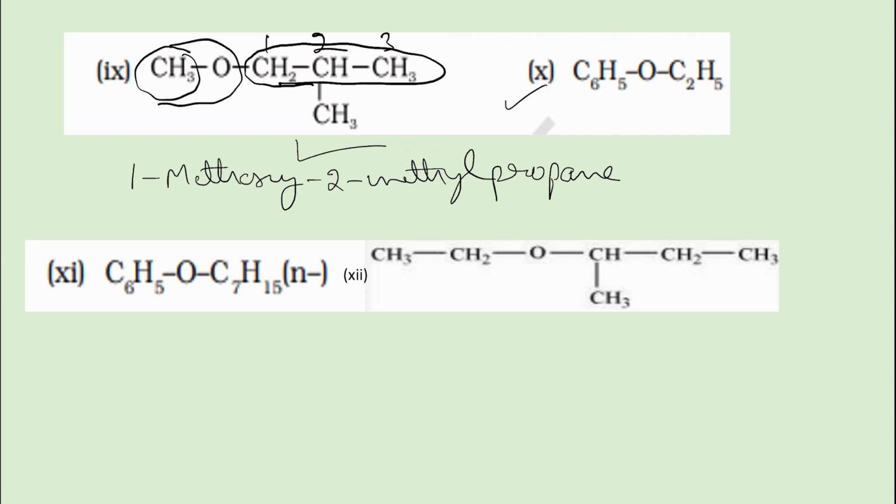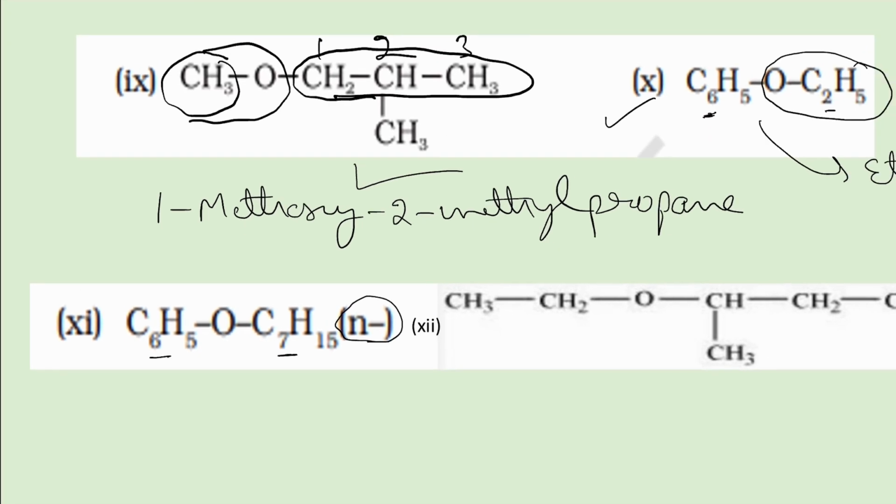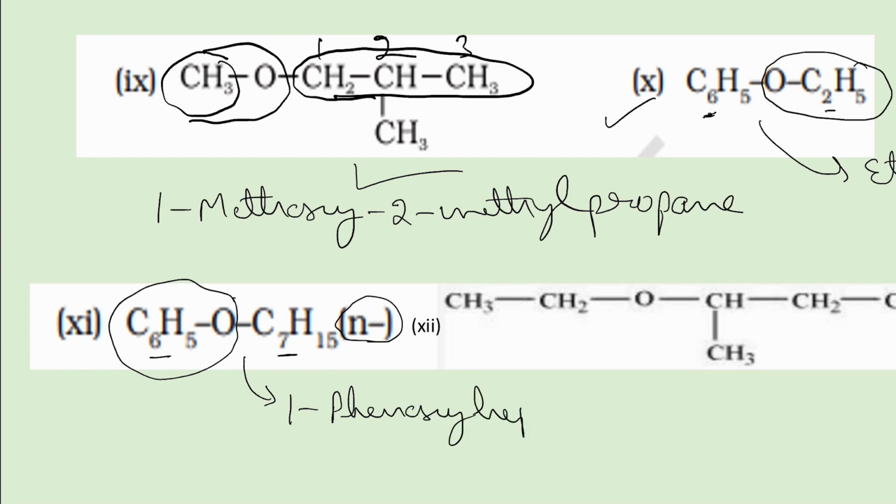Next part, you have 6 carbons here and 2 here, so this is the alkoxy part, the smaller one, and this is benzene. So this is ethoxybenzene. Next, 7 carbons here in a straight chain, N is written, N normal straight chain, and 6 here. So heptane is the main compound and this is the substituent. So this is 1-phenoxyheptane.